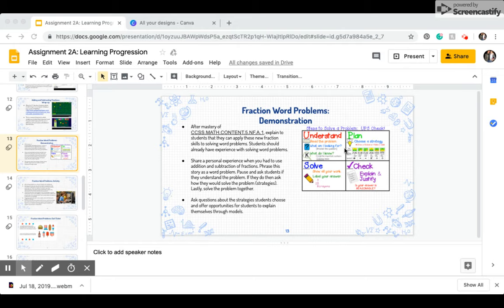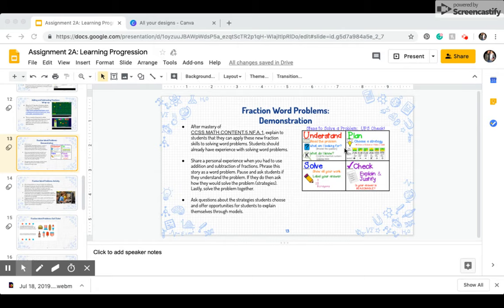Pause and ask students if they understand the problem and the skills that they need to solve the problem. So pull on their prior knowledge of the skills that they used with the last standard, as well as with problem solving in general. And then ask students how they would solve your problem. So if I have to bake a cake and I need to use, I don't know, a half of a cup of sugar, but all I have is a fourth of a cup of sugar. How much more do I need?